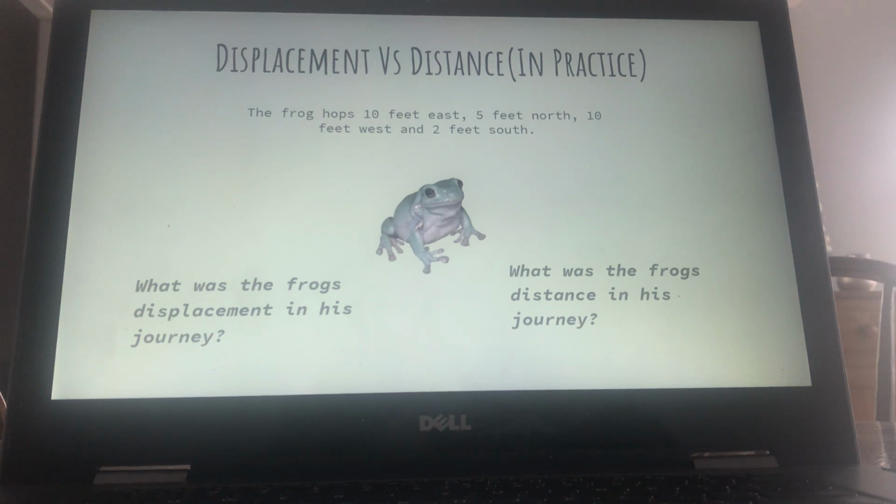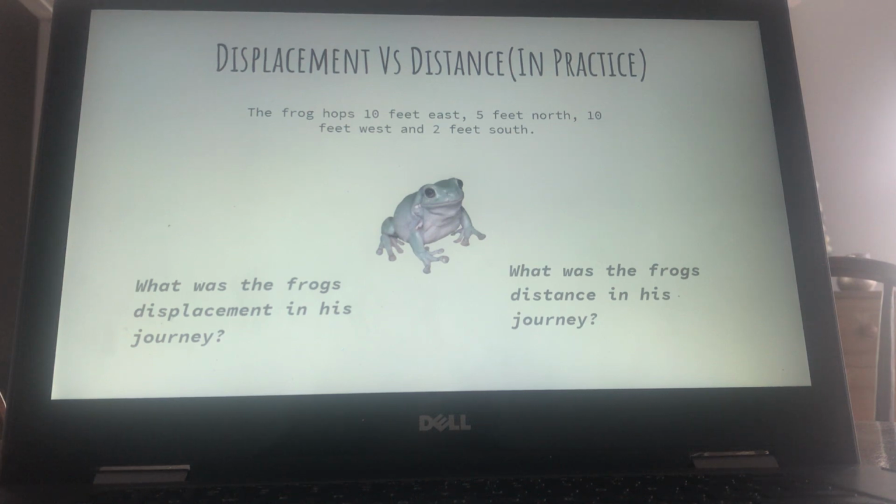So in this problem, a frog hops 10 feet east, 5 feet north, 10 feet west, and 2 feet south. What was the frog's displacement in his journey? You would think about that canceling out versus in direction. So if he's going 10 feet east and 10 feet west, that cancels out. Those two things are gone, because he's going back to that place he started.